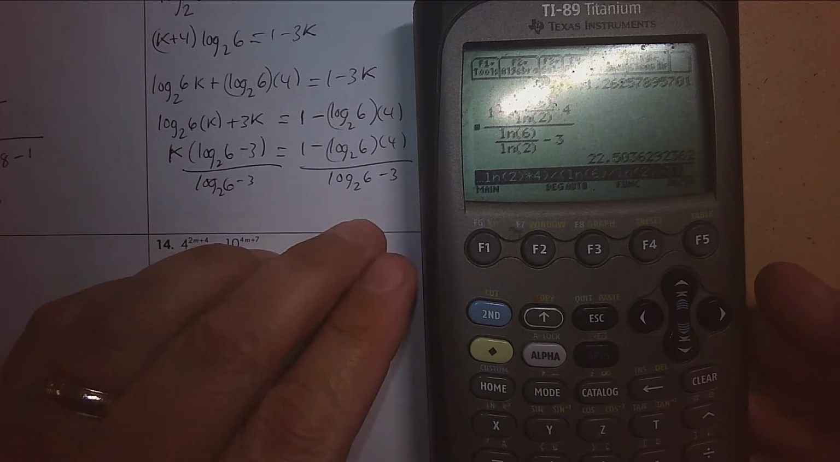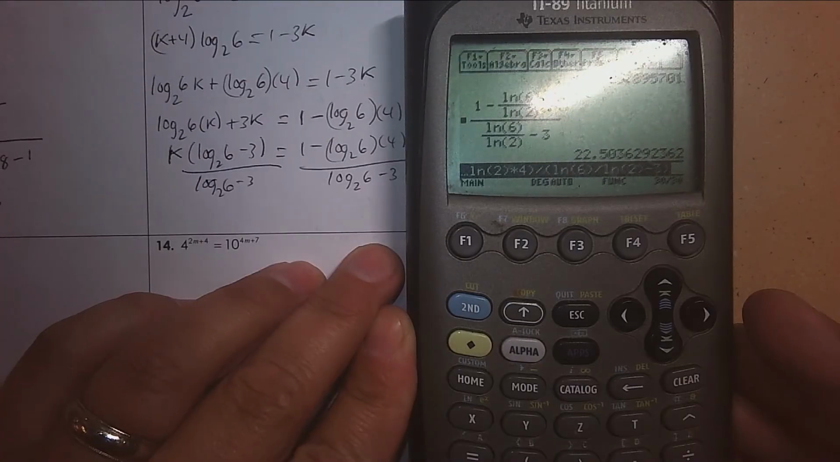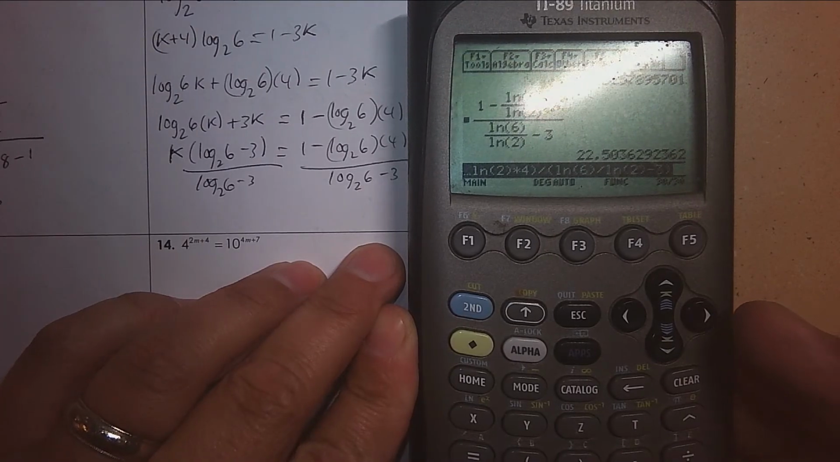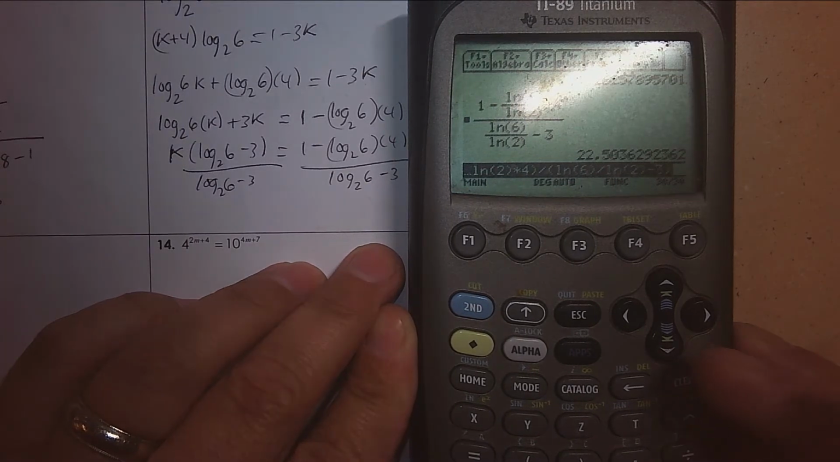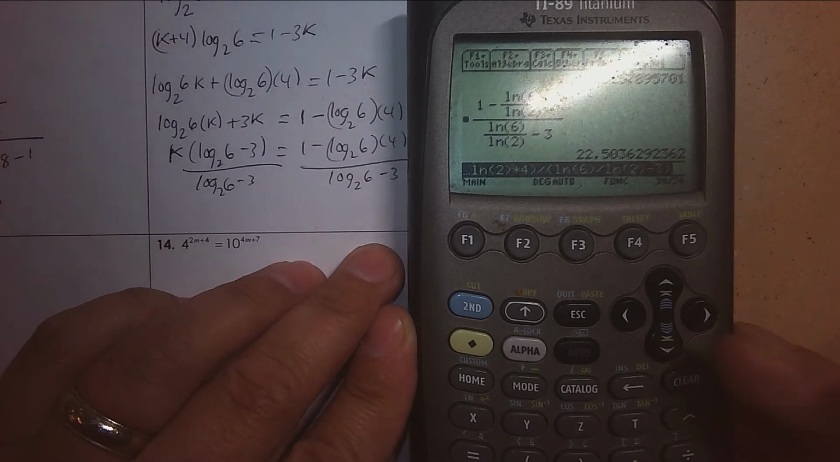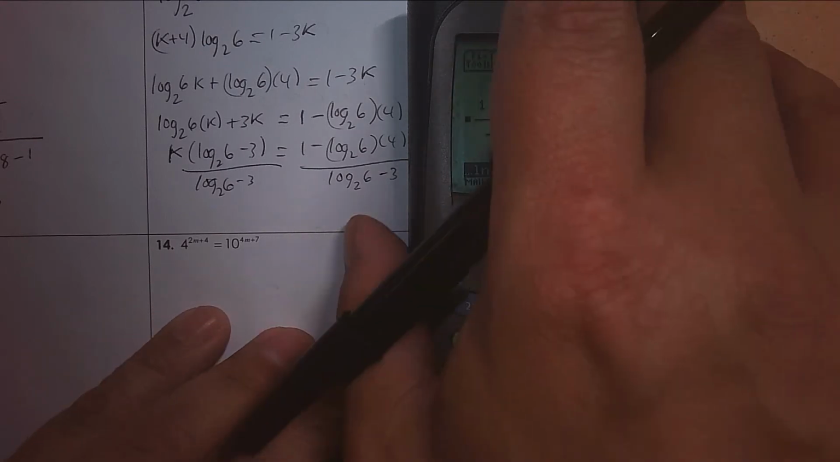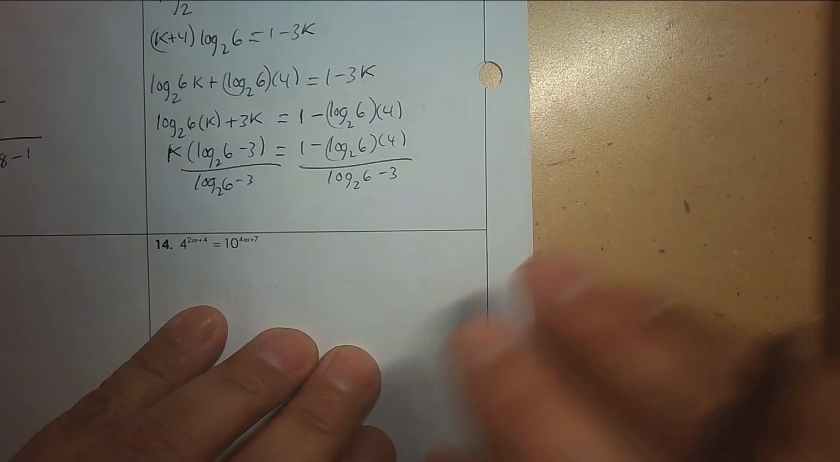Let's see, did it do what I want to do? 1 subtract ln 6 over 2 times 4, and then ln 6 divided by ln 2, subtract 3, and I get 22 point something. Now when I look at the answer key, they get something a little different. Let's see if I made sure, because the answer key could be wrong.